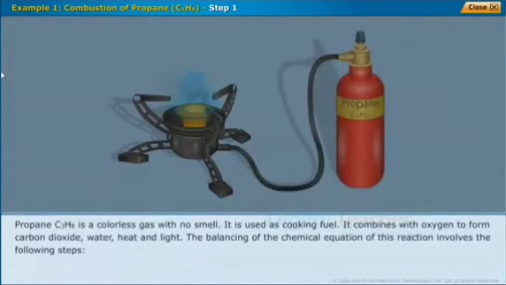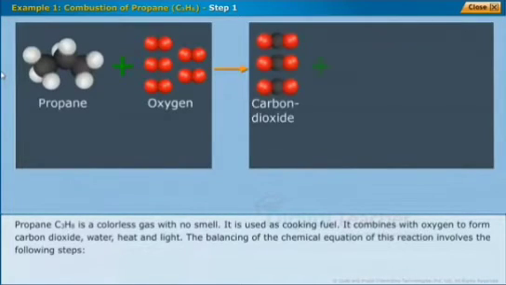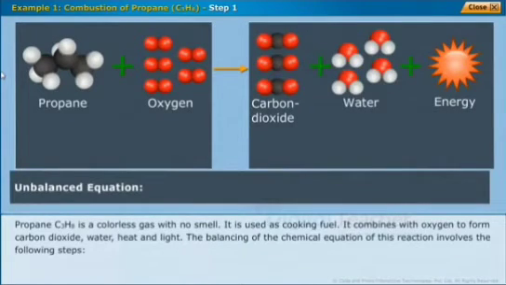Propane, C3H8, is a colorless gas with no smell. It is used as cooking fuel. It combines with oxygen to form carbon dioxide, water, heat and light.